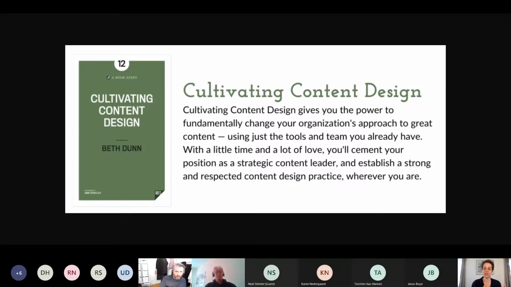So that's a content first approach to building a user flow, because you start with the words and ideas and metaphors and mental models, and then you build the experience around that. So this book is all about being a content leader.